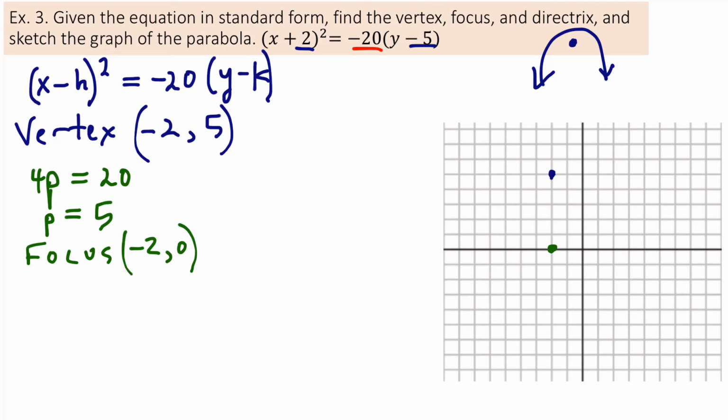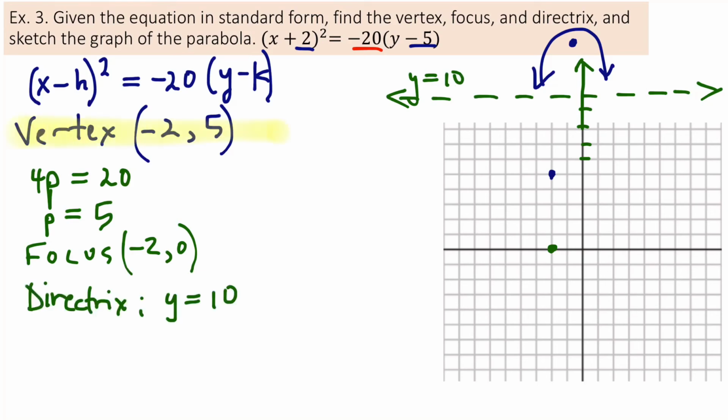All right, so now the directrix is going to have to go in the other direction. So it's going to go off the graph a little bit here. If I go 1, 2, 3, 4, 5, it'll be about right there. So let's go ahead and estimate that position. It's cutting through the graph at y is equal to 10. So that's my line, y is equal to 10. That's our directrix. So I've got my vertex, I have my focus, and I have my directrix.